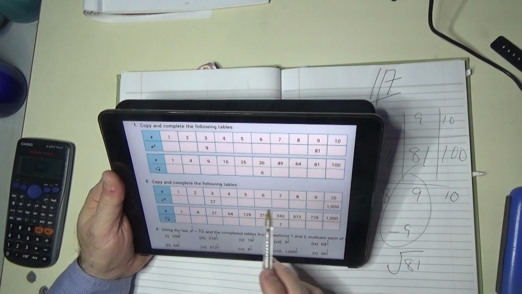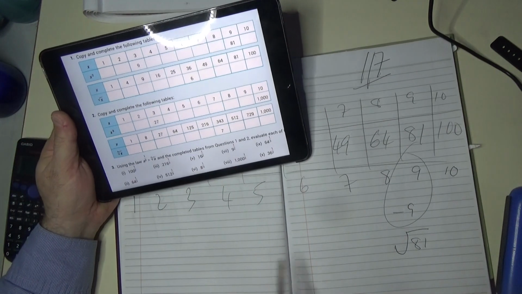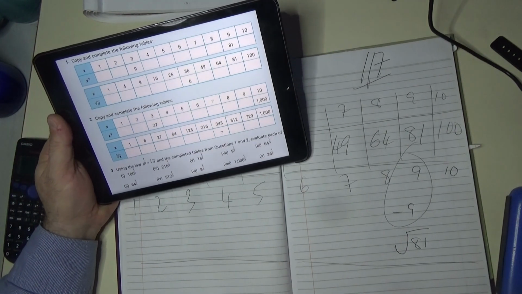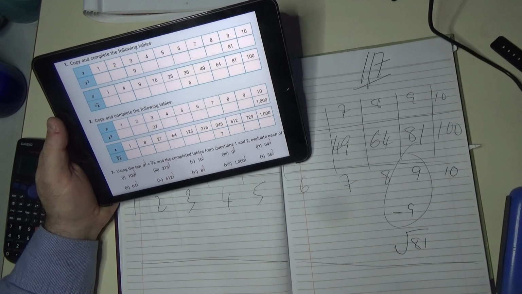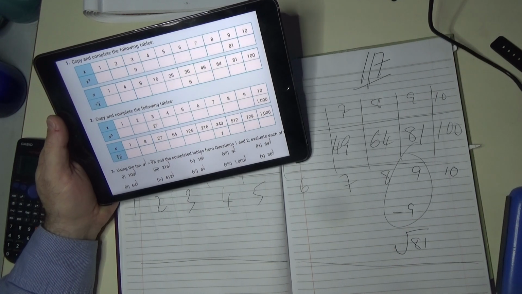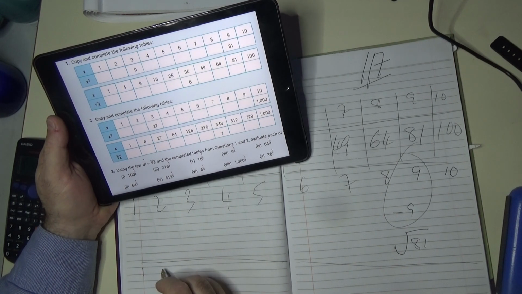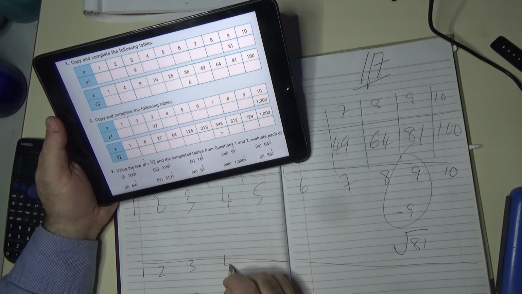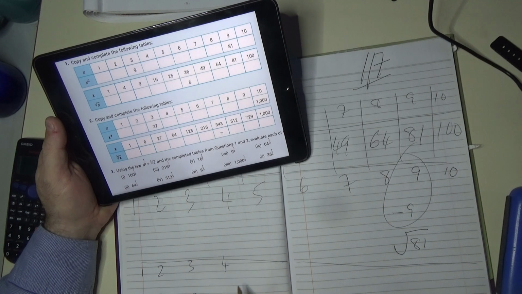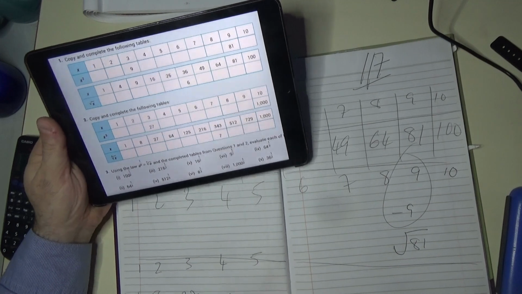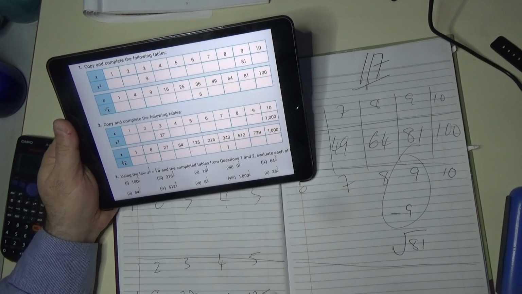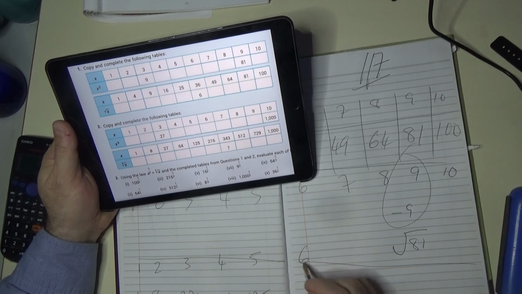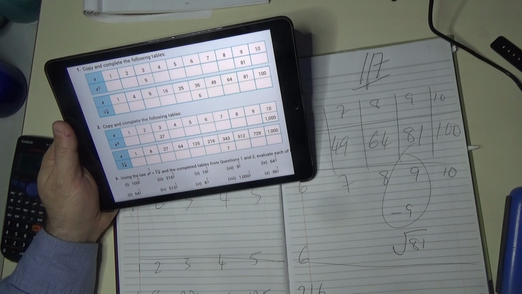Now they want us to cube. Now we discussed this somewhat in class. Can you cube in your head the first few numbers? Well, 1 cubes to 1, 2 cubes to 8, 3 cubes to 27, 4 cubes to 64. I would say it's nothing to beat yourself up over. It's not a priority. It's nice to know them. 6 cubes to 216.